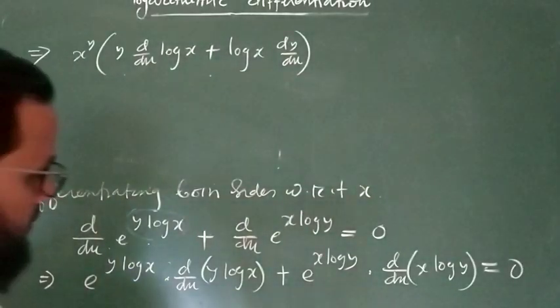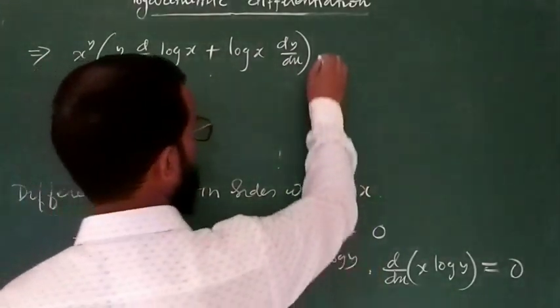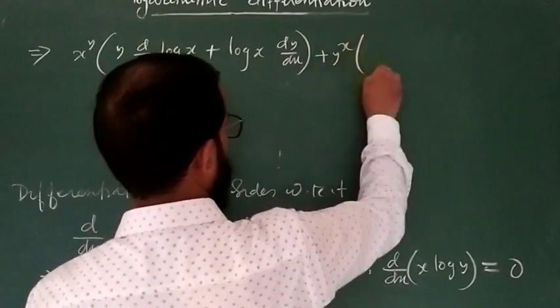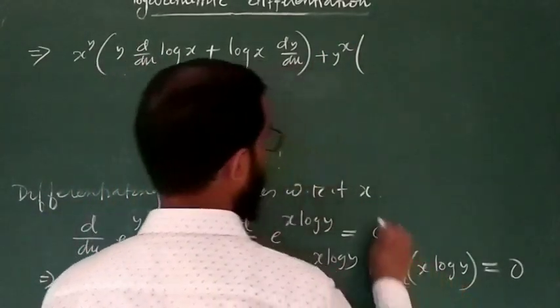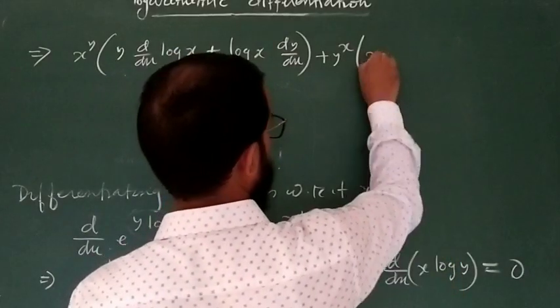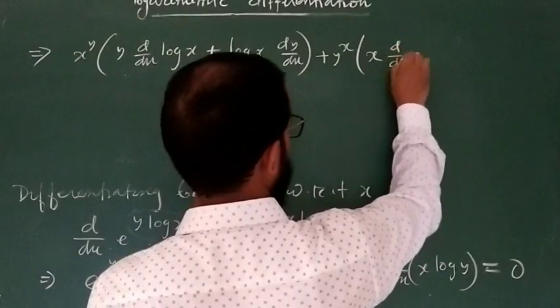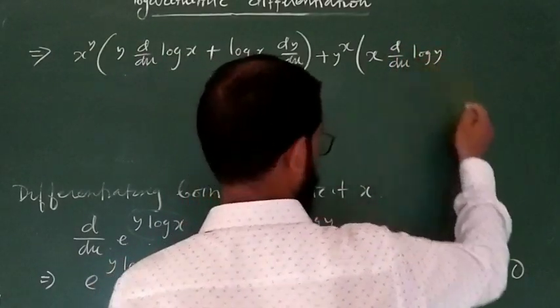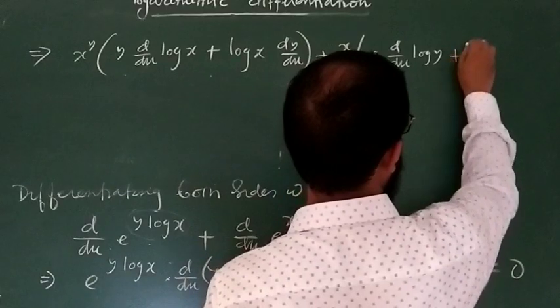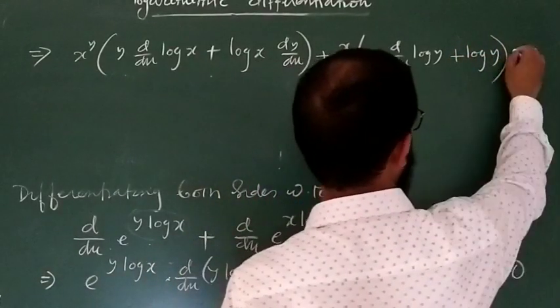Okay, similarly here also it can be y to the power x, y to the power x into, if we use the product rule here, then what happens: x into d/dx of log y plus log y into d/dx of x, d/dx of x is 1, which is equal to 0.